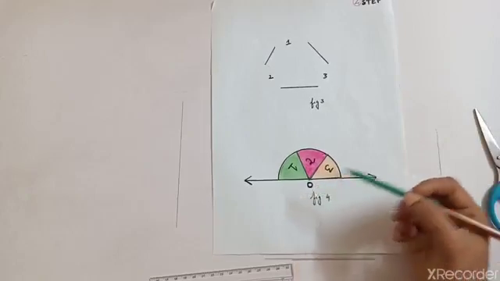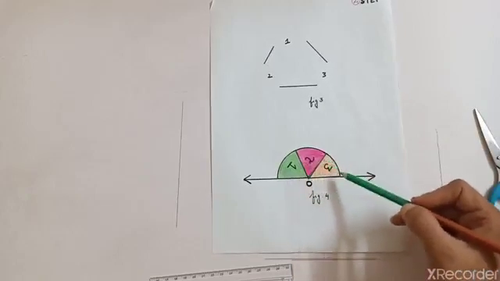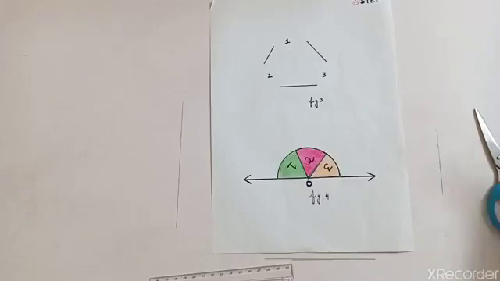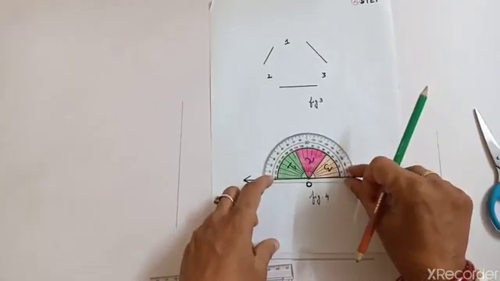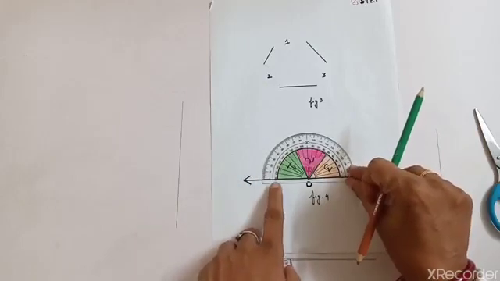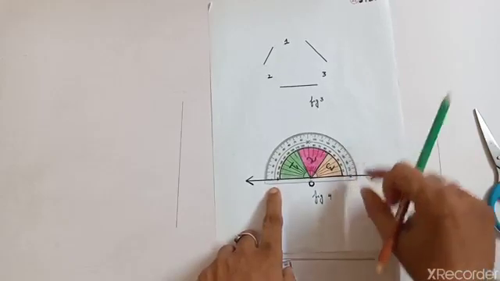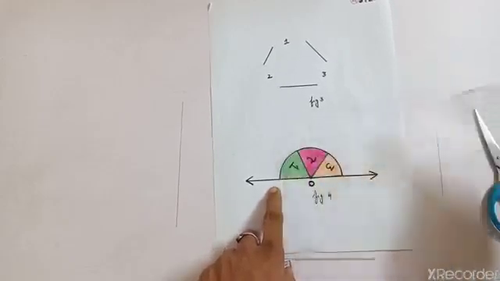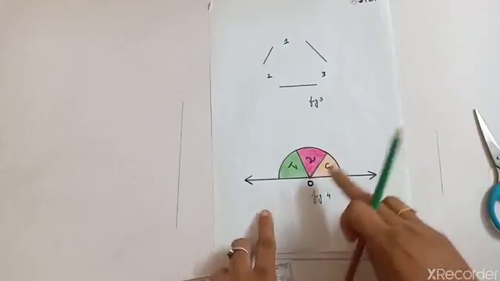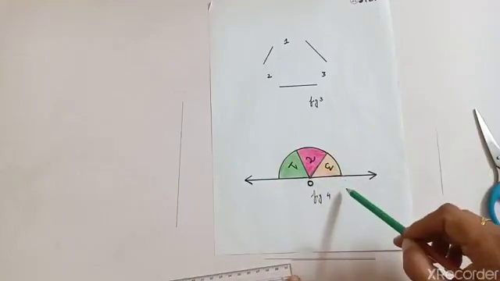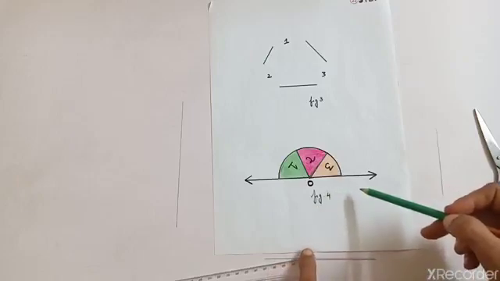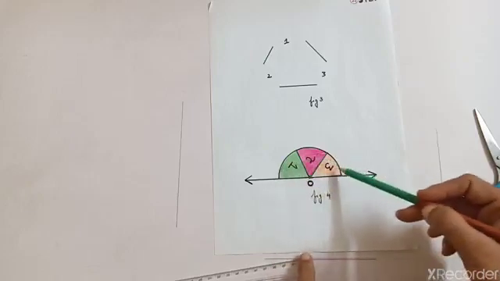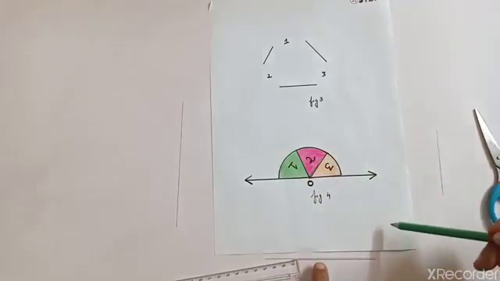This is O. You can see here angle 1, angle 2, angle 3, and with the help of a protractor you can measure also. When you measure with the protractor you can see it is 180 degrees. So this shows that the sum of all these three angles of a triangle is also 180 degrees, because you know a straight angle measures 180 degrees. So the sum of all these three angles also will be 180 degrees.